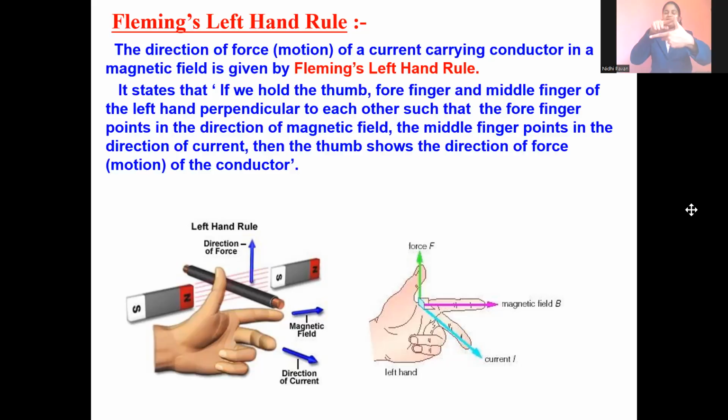The thumb indicates the direction of motion of the conductor. The forefinger indicates the direction of the magnetic field. The middle finger indicates the direction of the current. So this is given by Fleming's left hand rule.